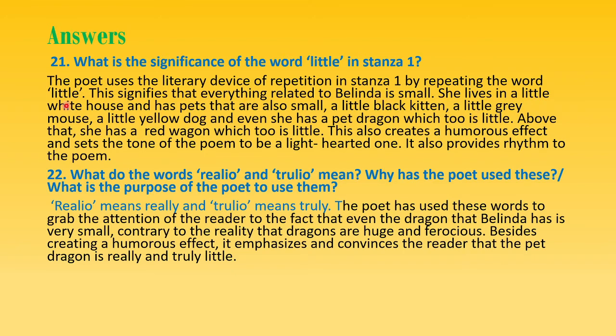She lives in a little white house and has pets that are also small. A little black kitten, a little grey mouse, a little yellow dog, and even she has a pet dragon, which too is little. Above that, she has a red wagon, which too is little. This also creates a humorous effect and sets the tone of the poem to be a light-hearted one. It also provides rhythm to the poem. So all these things it is doing when the word little is repeated. So you have to remember all the points.